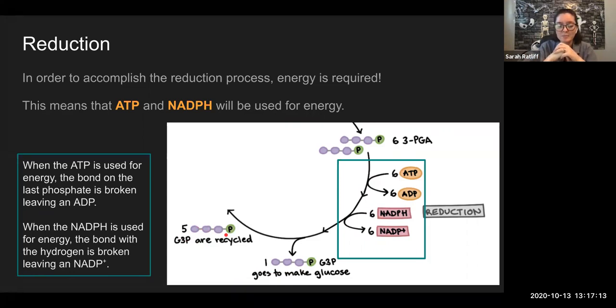G3Ps. One of those 6 is going to leave the cycle and become part of a glucose. But we're left over with 5 of these G3Ps. Well, what is their job now? We're going to find out.